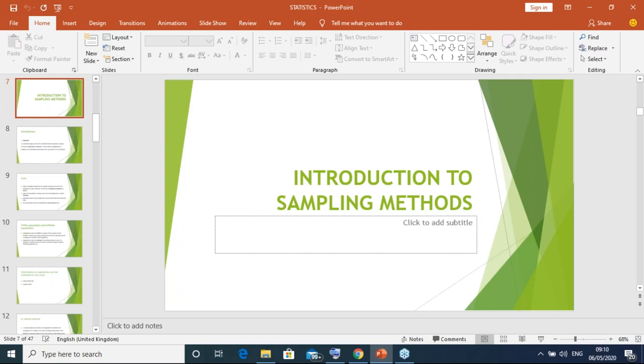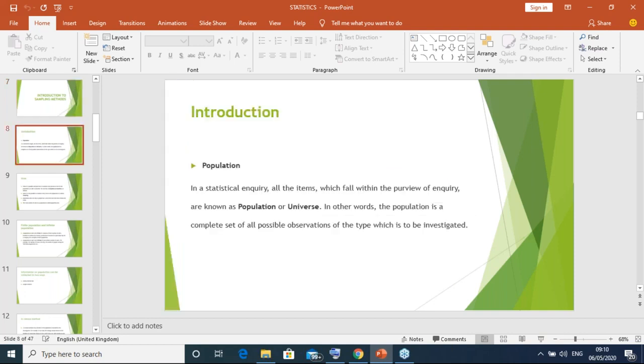So we're going to be building on that from here. Today we're looking at the introduction to sampling methods. Now, sampling, as we all know, has a wide application in our daily lives. Sometimes we don't know that when we go to the market or to the supermarket to buy food items, we actually use statistics in doing that.